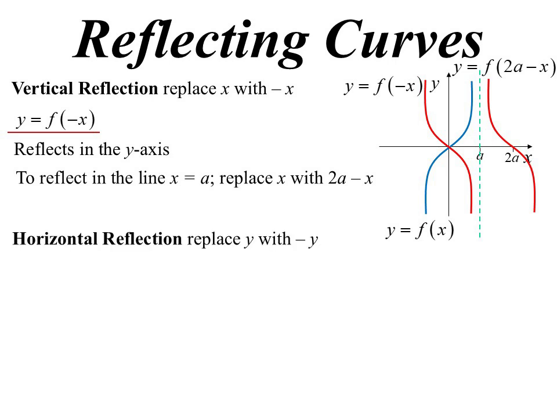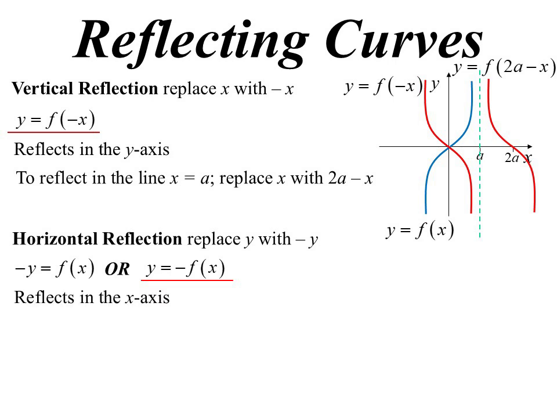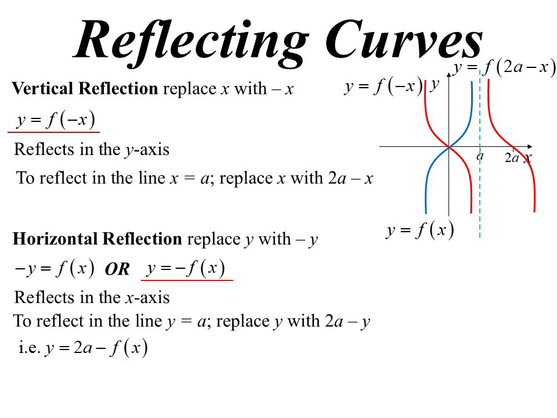And a similar thing happens vertically. If I want to reflect vertically, that's the y values we're now playing with. So I replace y with negative y, or we probably see it more as y equals negative function x. That'll reflect in the x-axis. But if I want to reflect in some other line, I'd replace it with 2a minus y.